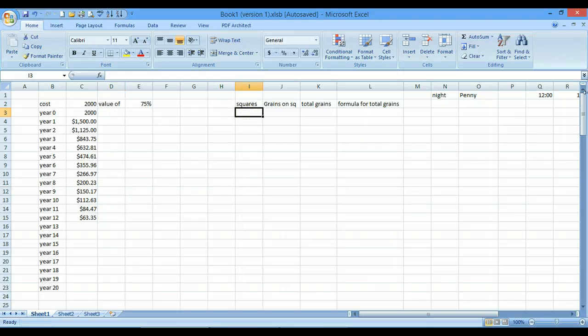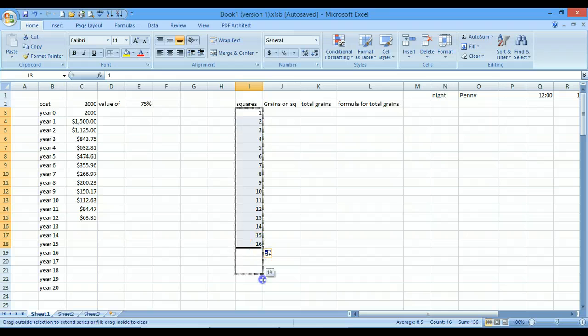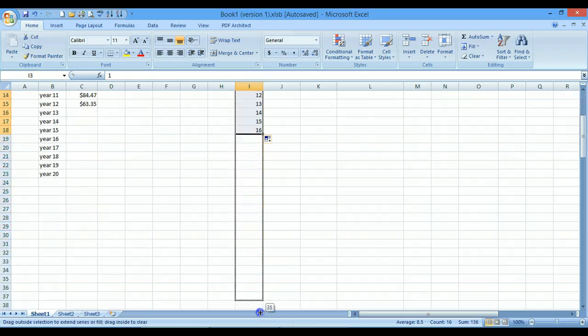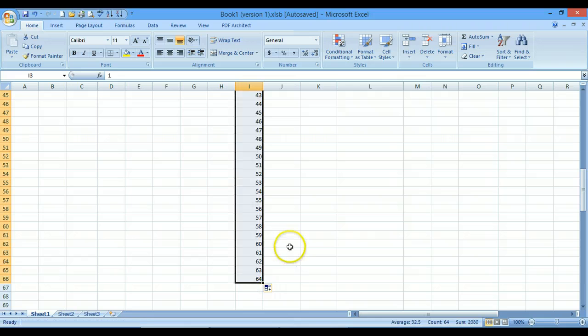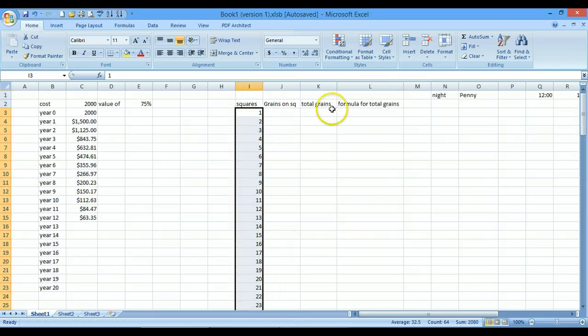All right, the squares. We're going to start with 1 square, 2 squares, 3 squares, and now if I highlight these, just left click and pull, highlight those, Microsoft Excel will see the pattern, and just continue adding by 1. And we need 64, and Excel will tell us on the right hand side of where I'm pulling how many I've gotten to. Scroll up to the top.